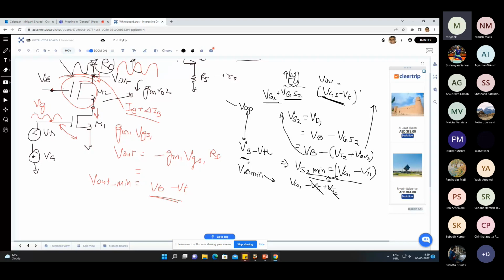Many times, when we design actual circuits, even before simulating, we can understand what is going to happen. That is very important. That insight and intuition is very, very important for an IC design engineer.